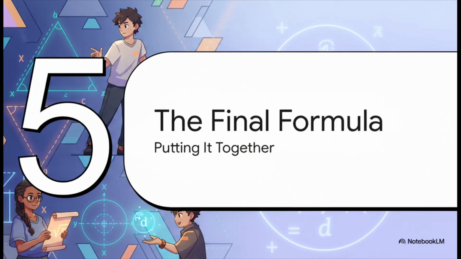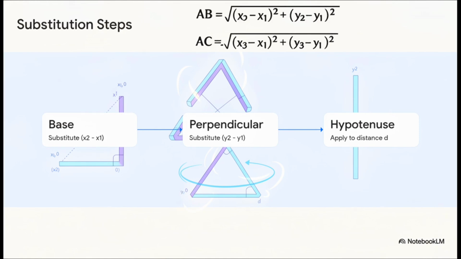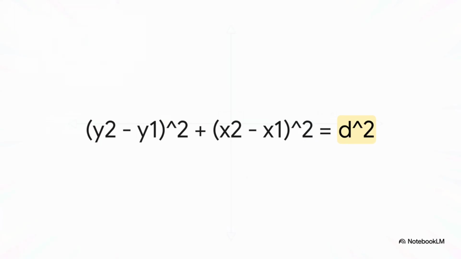Section 5. The final formula, putting it all together. All right, let's methodically walk through this substitution step by step. Step 1. We take the length of our base, which we already determined was x2 minus x1, and we plug that right into the Pythagorean theorem. Step 2. We take our perpendicular length, which is y2 minus y1, and we plug that in as well. Step 3. We substitute our unknown distance, d, in place of the hypotenuse. Watch how perfectly these pieces snap together in real time. And here is the result of that direct substitution. We get (y2 minus y1) squared plus (x2 minus x1) squared equals d squared.